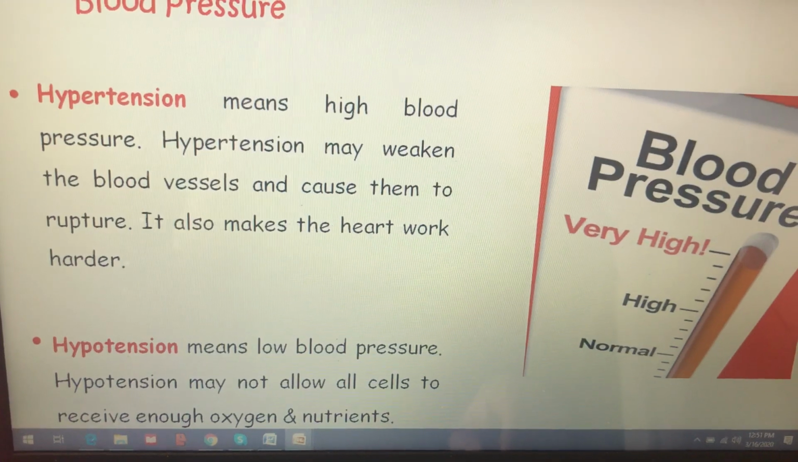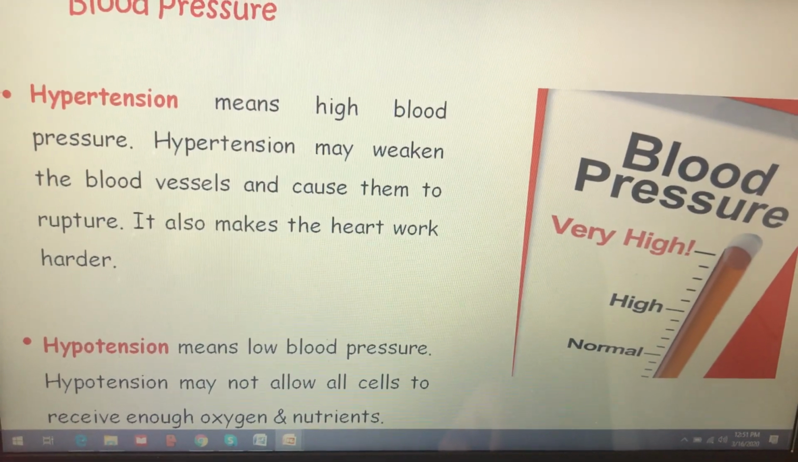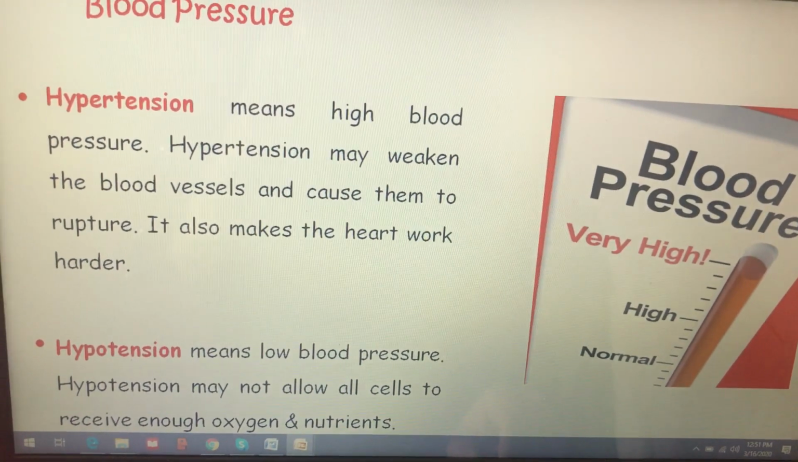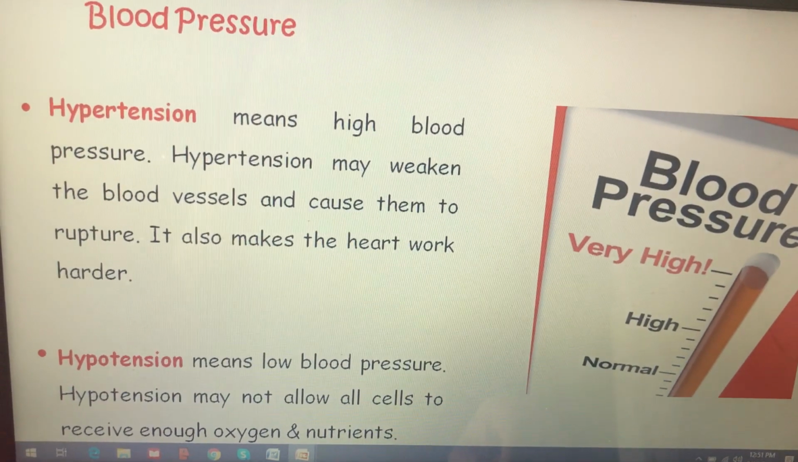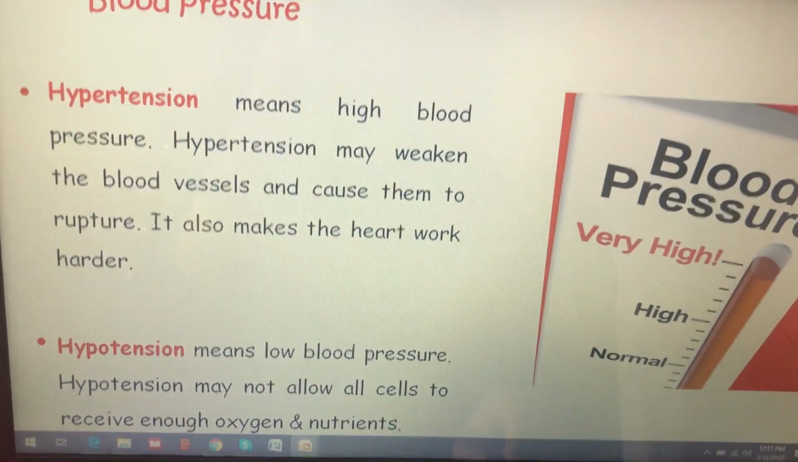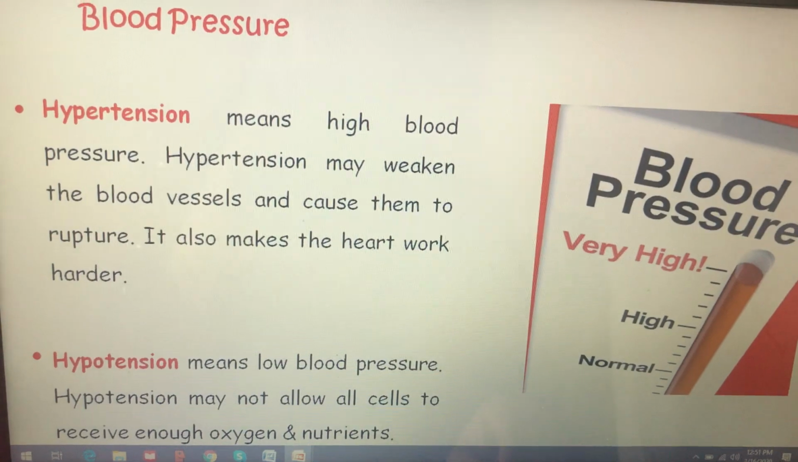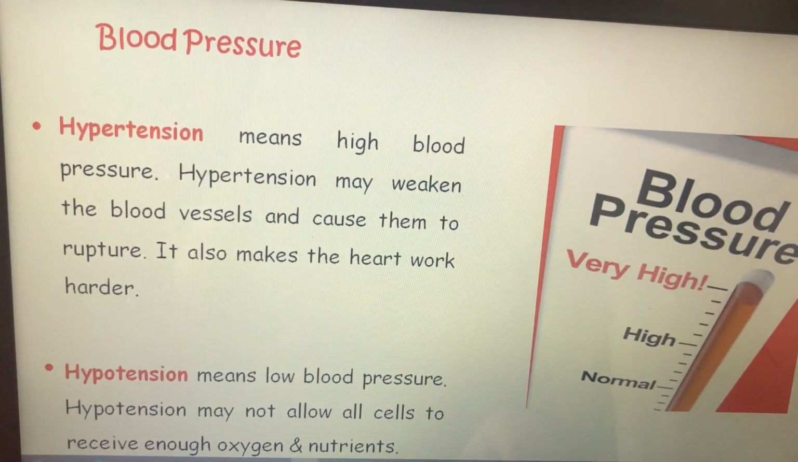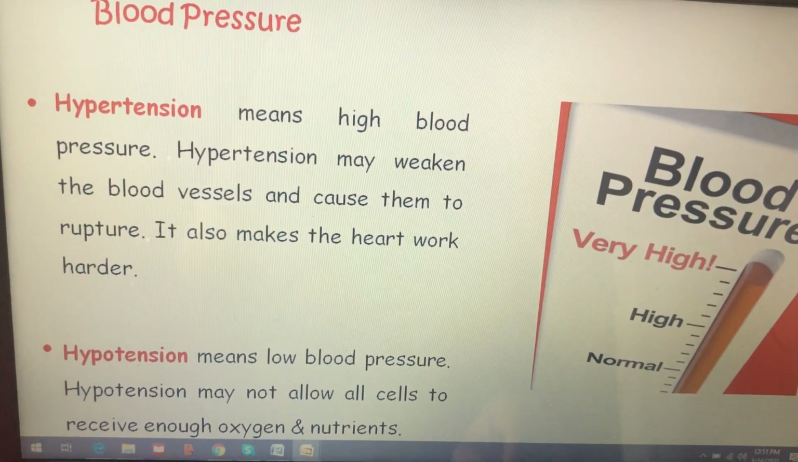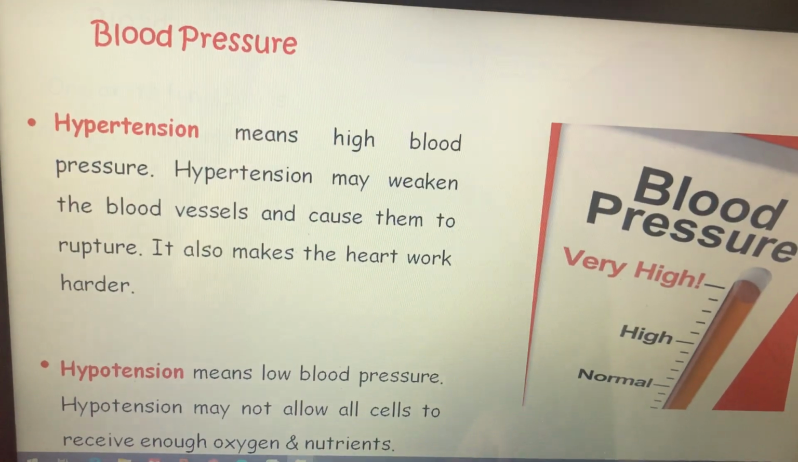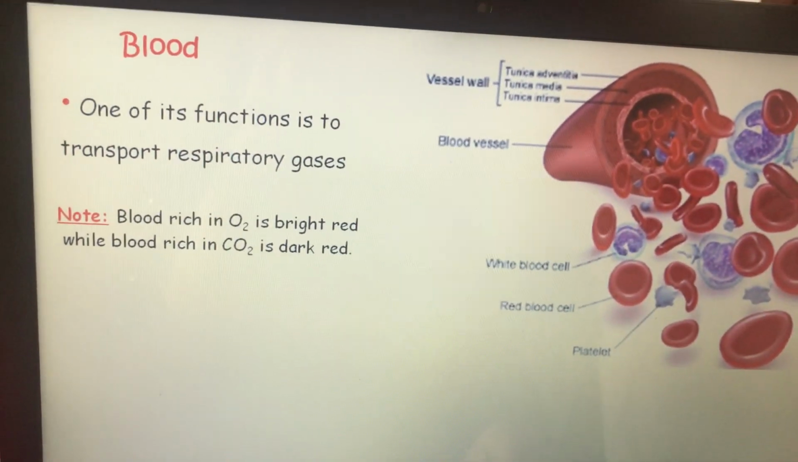In the opposite case, if we have hypotension, it means low, while hyper is more. So hypotension means that the person has low blood pressure, it means the blood cannot carry enough O2 and nutrients to the cells. So it's not good also to have hypotension. That's it regarding the blood pressure.